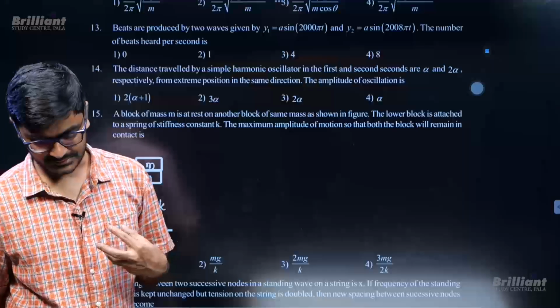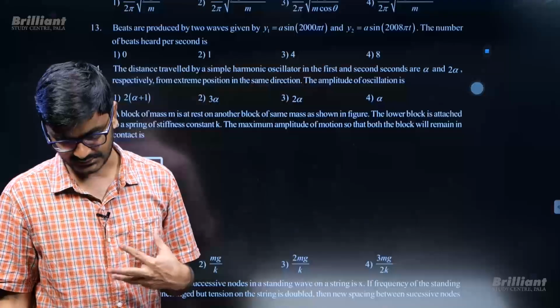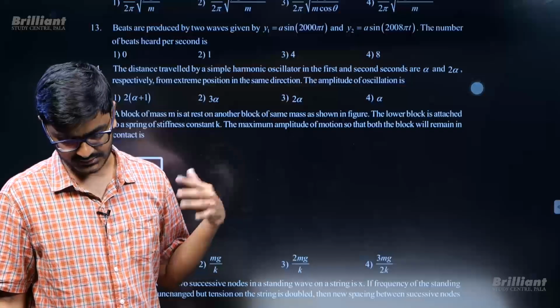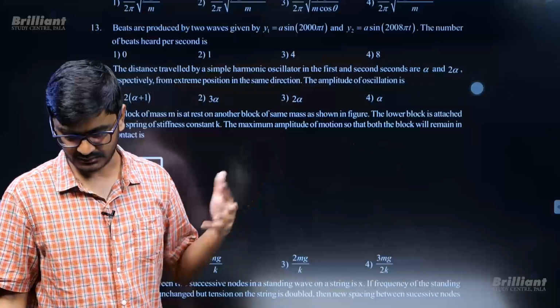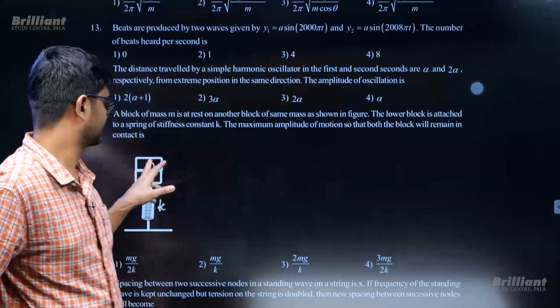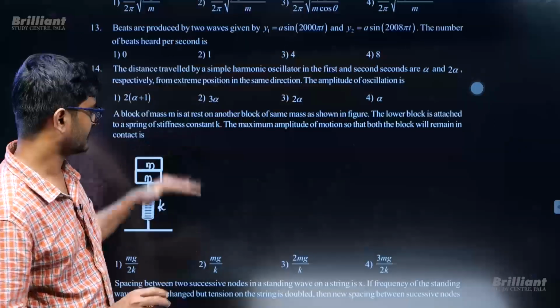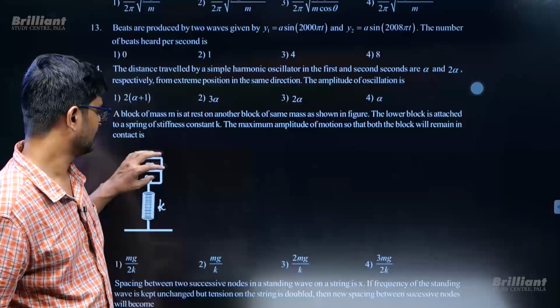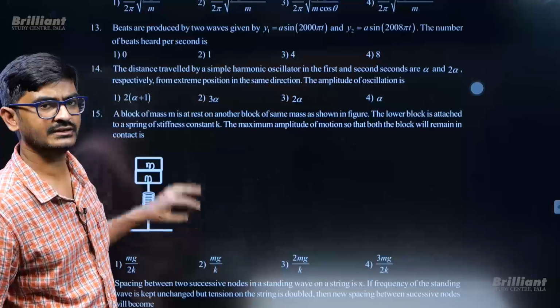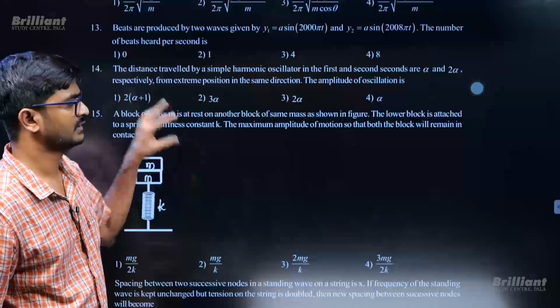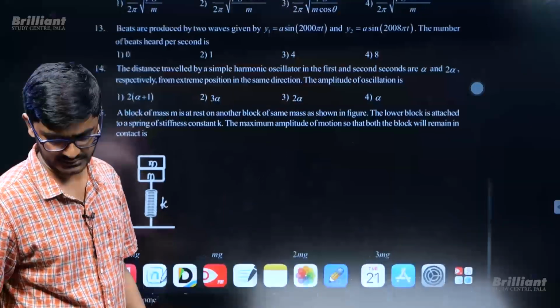A block of mass m rests on another block of the same mass as shown in the figure. The lower block is attached to a spring of stiffness constant k. What is the maximum amplitude of motion so that the block will remain in contact? Now if it is performing SHM, if both are remaining in contact, I will assume both are moving. When both are moving, both will be performing SHM together.